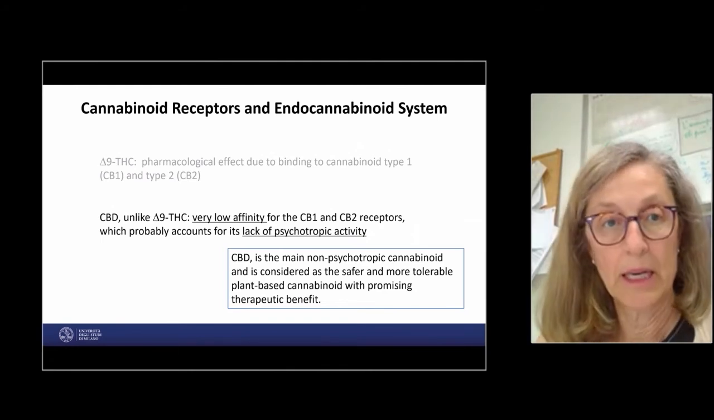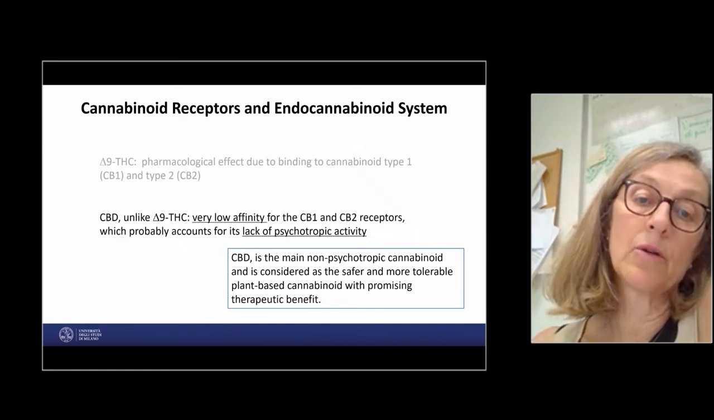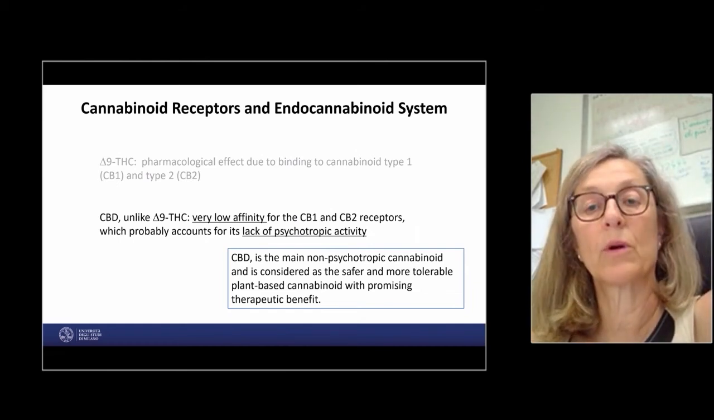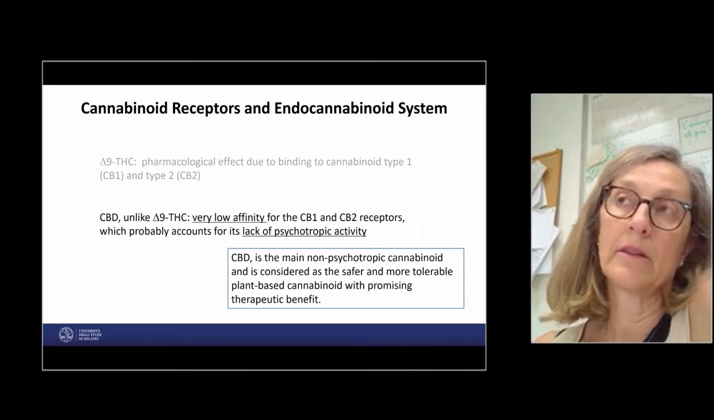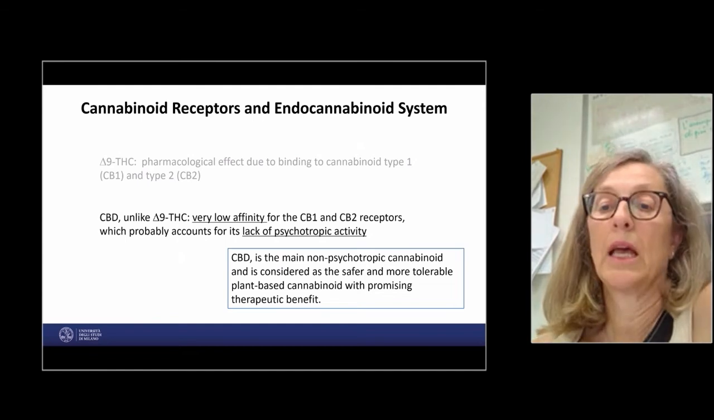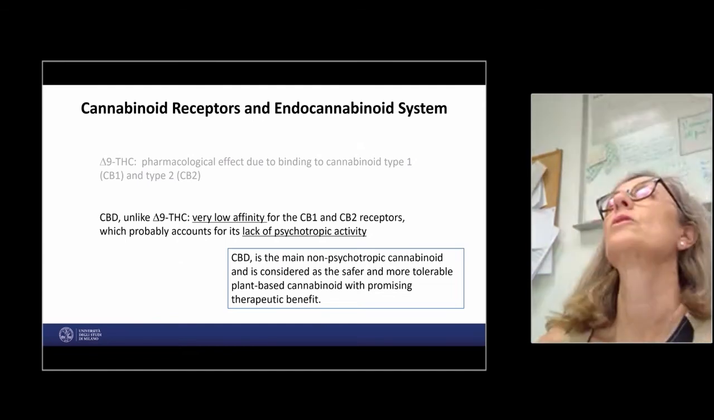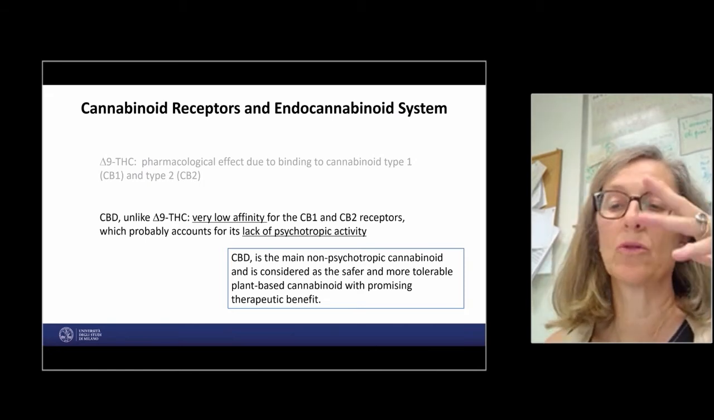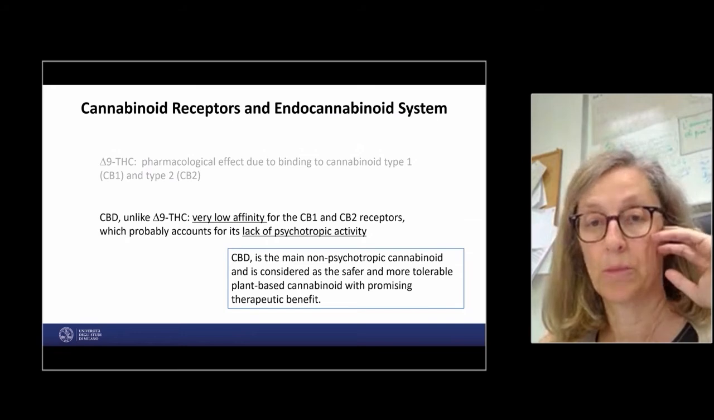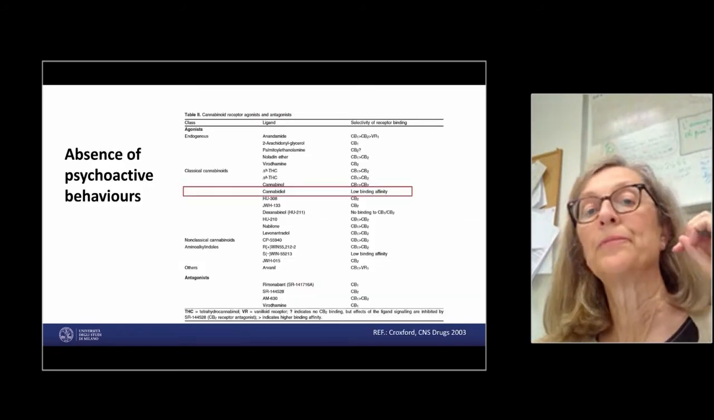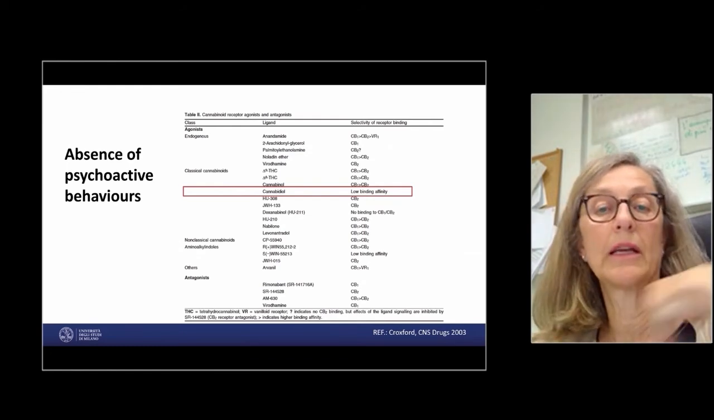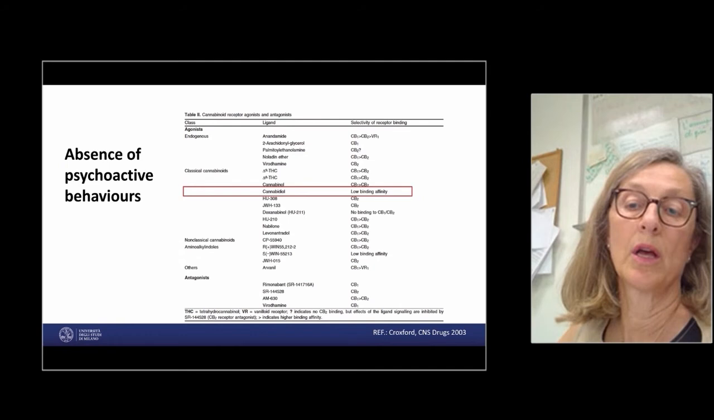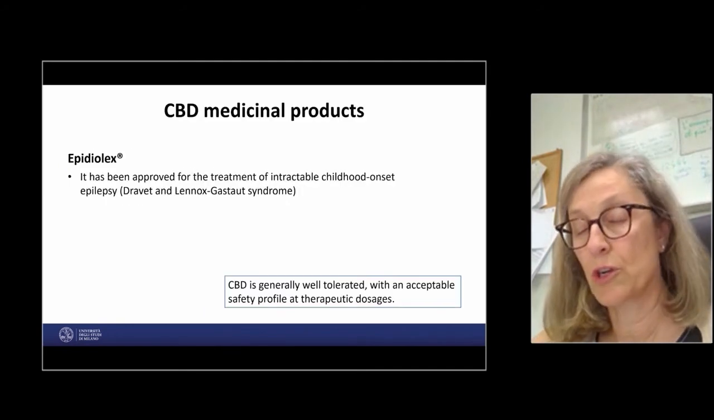As far as CBD is concerned, it has a very low affinity for the cannabinoid receptors, and probably this is the reason why it lacks psychotropic activity. In fact, the WHO also doesn't consider this substance a psychotropic substance, so it can be used outside the rules and laws related to narcotic products. It has some activity. The activity is probably related to reactivity with other receptors, and so the activity is completely different from that of THC.